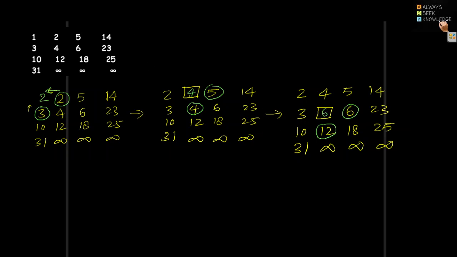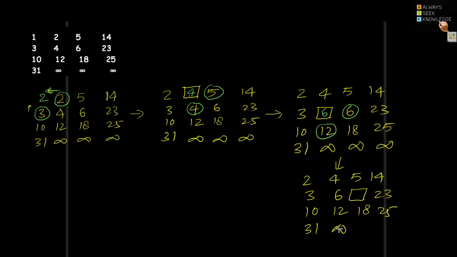Now once we fill it and update the tableau, how will it look? The first row is as it is, 2, 4, 5, 14. The second row is 3, 6, and this place is empty now, and 23 is as it is. Then here it is 10, 12, 18, 25, and 31, infinite, infinite, and infinite. Now again the same thing, we will compare this element and this element. 18 will be filled here, so the 18 place will be empty.